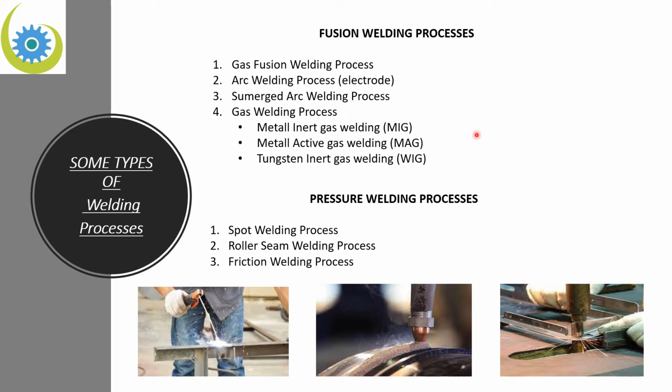Let us go back a little bit to the gas welding processes concerning the fusion welding process. There we have three: MIG, MAG, and WIG. The main difference is the gas that we apply. That means we use an inert gas or an active gas. Inert gas, for example, can be helium or nitrogen. Active gas can be, for example, oxygen.